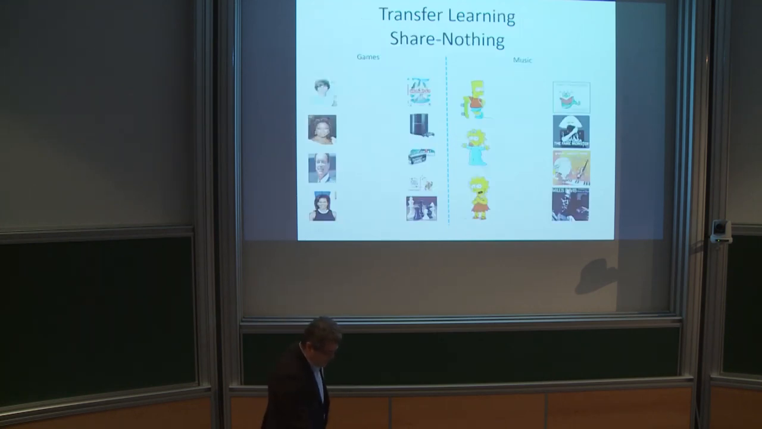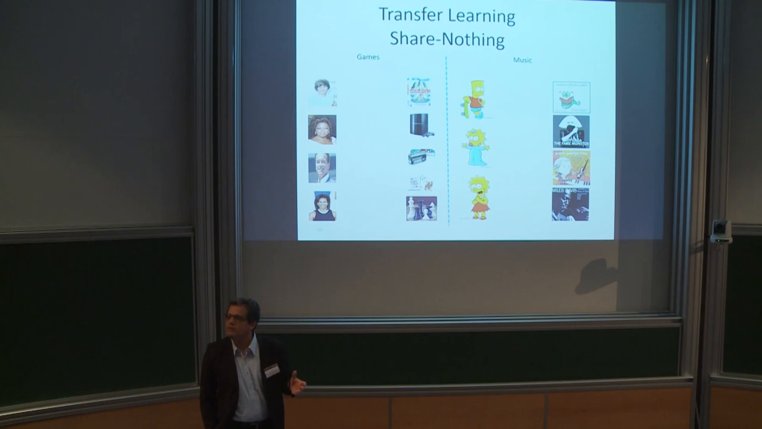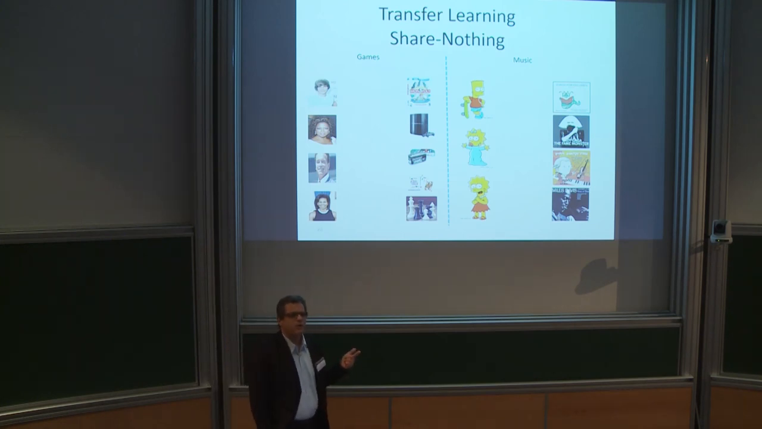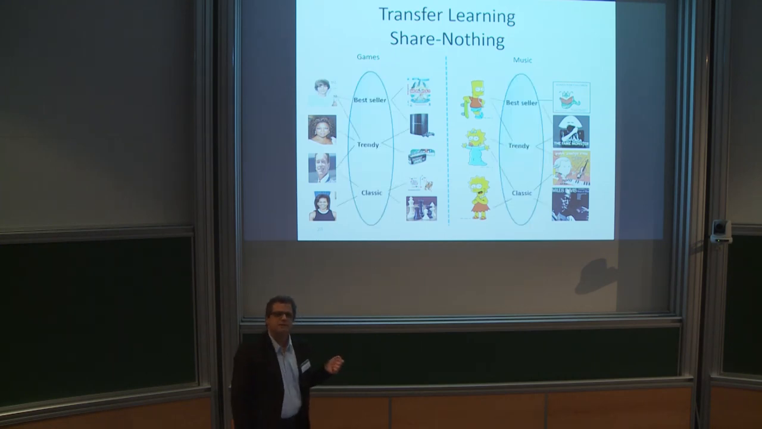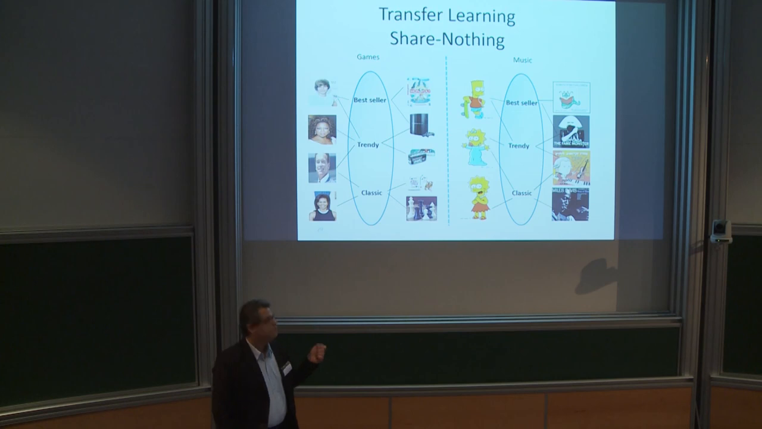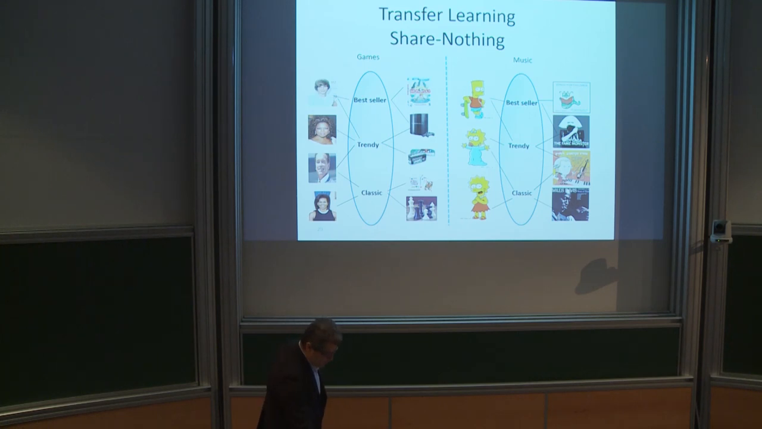And the nice thing is that you can do transfer learning without sharing anything between the two domains. What I mean is that we share neither the users nor the items. But still, there are several patterns that can be found in both domains, in the source and in the target. So how can we do that?